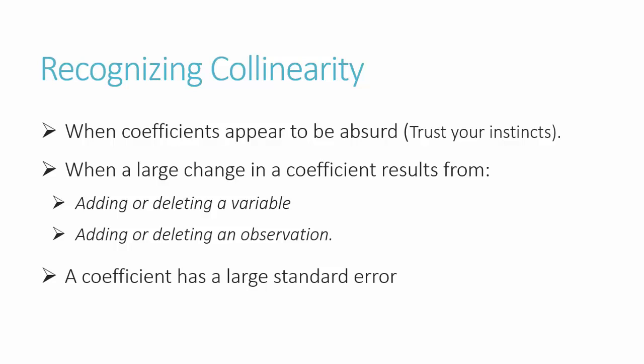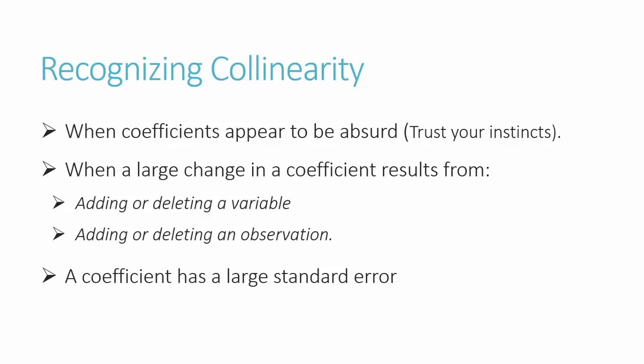Another sign is when a large change in the coefficient results from adding or deleting a variable, or adding or deleting a sale, an observation. So if you've got gross living area indicating $82 per square foot, that's what the coefficient is, and you unclick the garages and that jumps to 120, something may not be right. Same thing with turning a sale on and off. Look up at your coefficients and see how it changes.